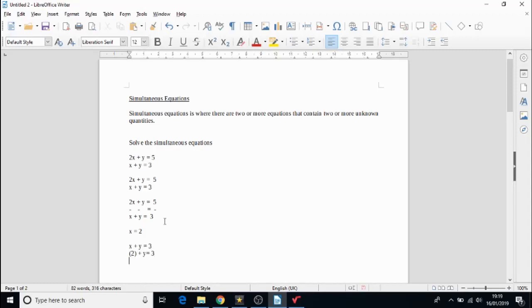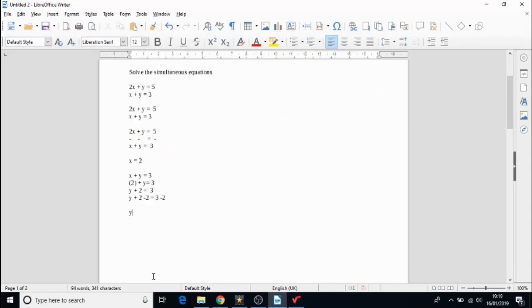You might have already worked out what y is. So y plus 2 is equal to 3. We want to get y on its own so that we know what y is equal to. So to get y on its own, we want to eliminate the positive 2. So we're going to minus 2. Whatever you do on the left hand side, you must also do to the right hand side. So y plus 2 minus 2 and 3 minus 2. So therefore y is equal to 1.